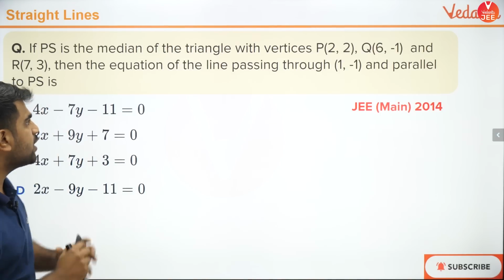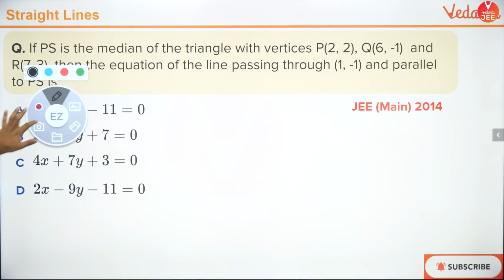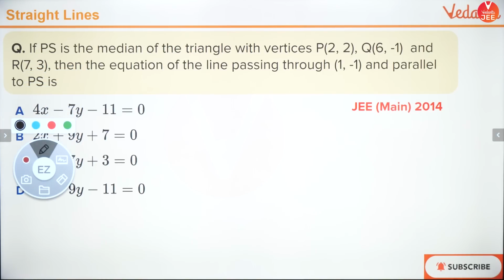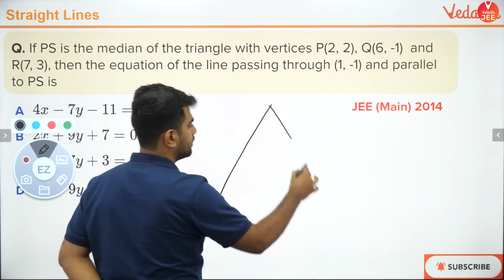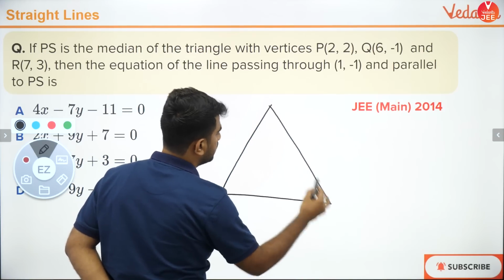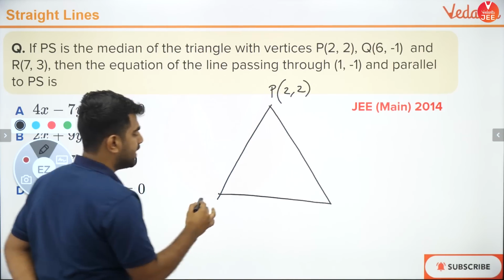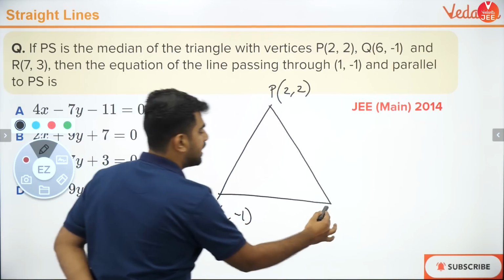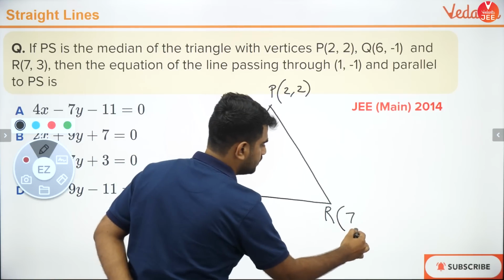So let's try to solve this question. Let us get started. And guys, if you know the answer, please do comment it down. I would be really happy if you solved it. Now, what do we have? We have a triangle. Whenever a coordinate geometry question is asked, please draw the diagram. That is the first step. So this is the coordinate of point P, which is (2, 2), my Q will be (6, minus 1), and my R will be (7, 3).